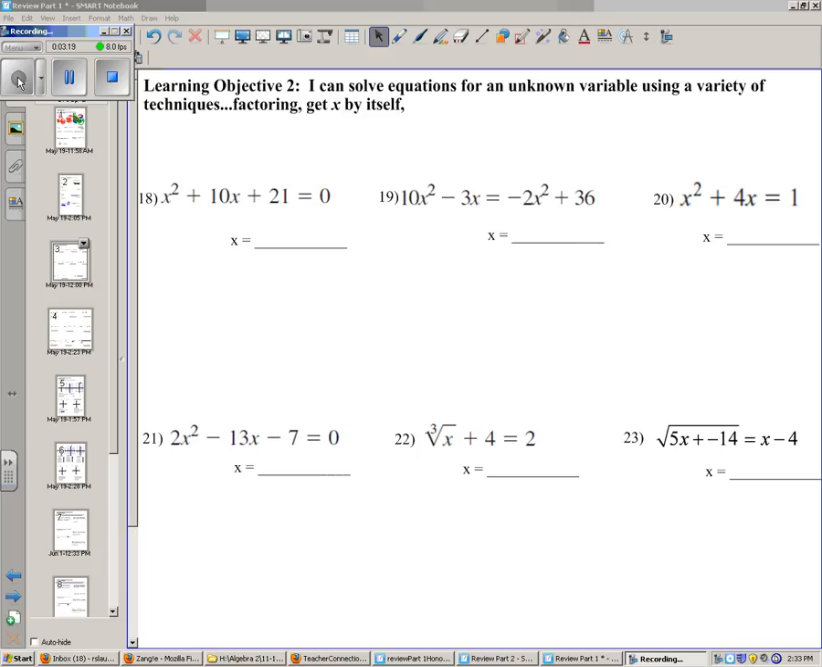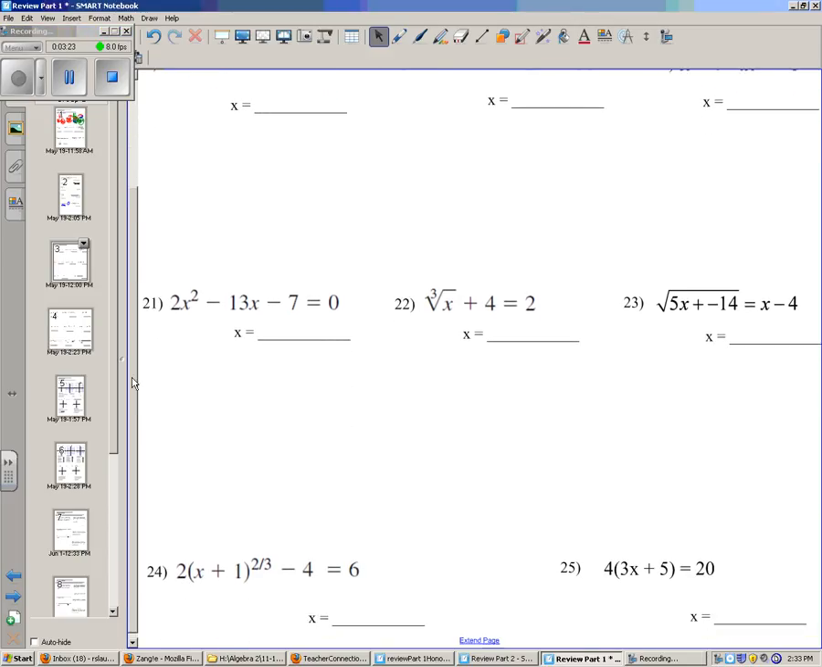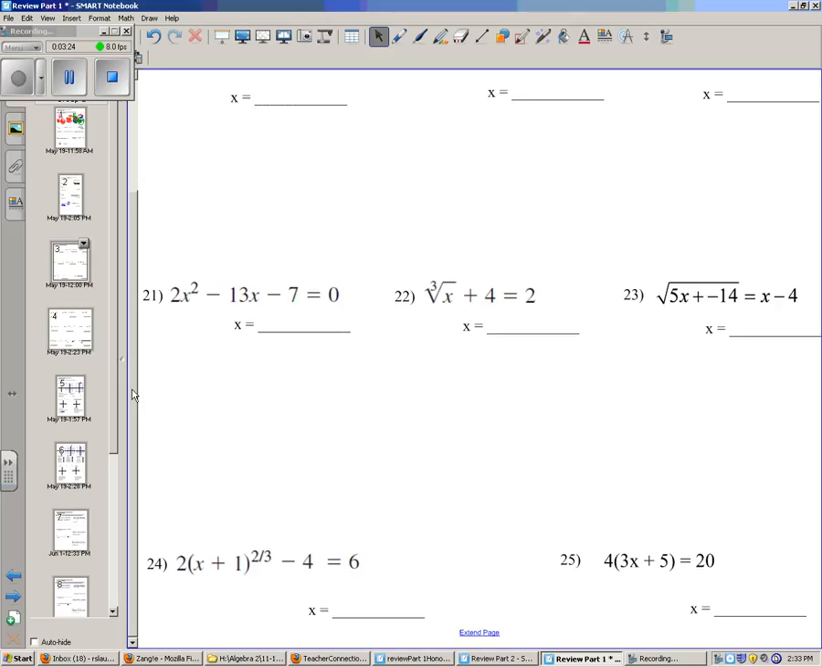Okay, now I'm jumping over to objective 2, I can solve, and I'm looking at 23. This has the correction on it, just so you notice, in case you didn't get it. Inside the square root is 5x plus negative 14. So to get the x by itself, what I'm going to have to do first is square both sides. So I'm going to square the left side, and I'm going to square the right side. Squaring the left side just gets rid of the square root.